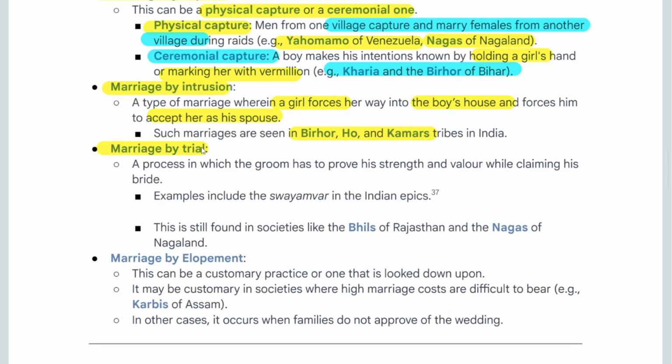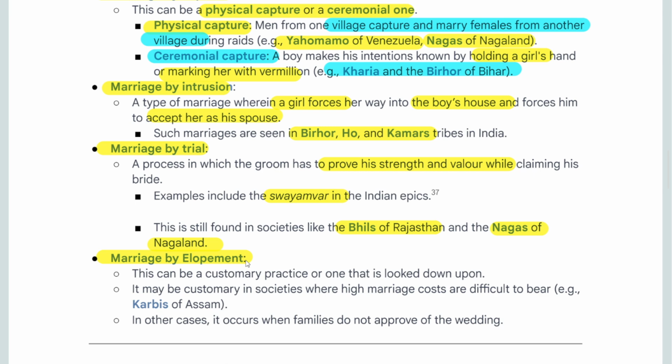We also have marriage by trial. The groom has to prove his strength, his skill, his bravery to win the bride. Like in the old stories. Exactly. Think of the Mahabharata, Arjuna winning Draupadi, or the Ramayana, Rama winning Sita. It still happens among the Bhils and Nagas, tests of skill or strength. Incredible. And finally, marriage by elopement.